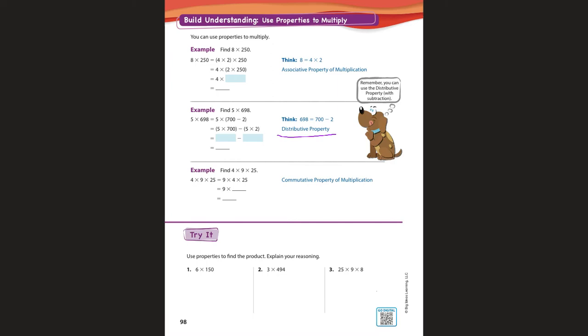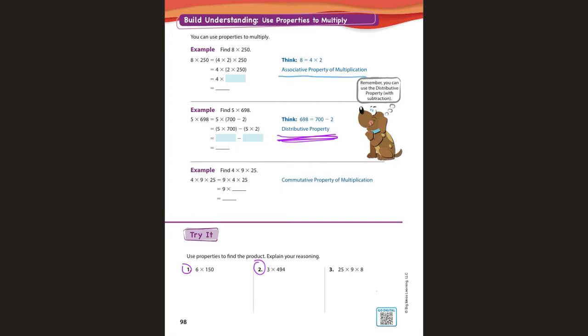All right. On this page, and for the next page as well, they want you to use properties to find the product or the answer to a multiplication problem. But what I want you to focus on is the distributive property. We are going to use the distributive property for number 1 and for number 2. Before we do that, let's review really quick the associative and the commutative property.